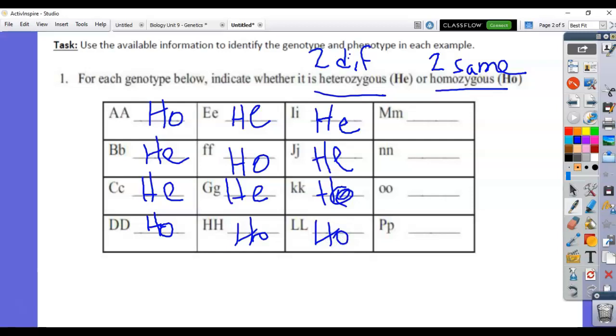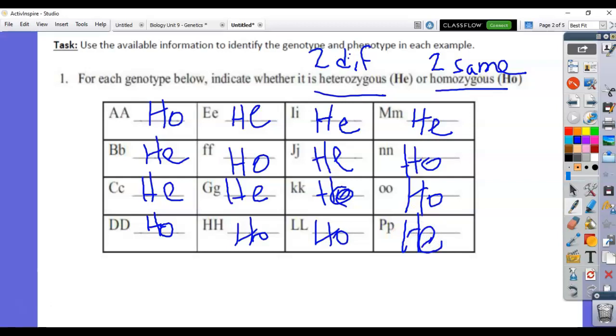Big M, little m, two different. Little n, two of the same. Little o, two of the same. And big P, little p, those are two different. Okay.